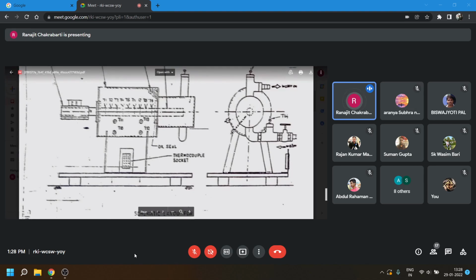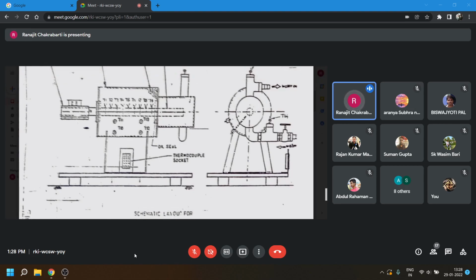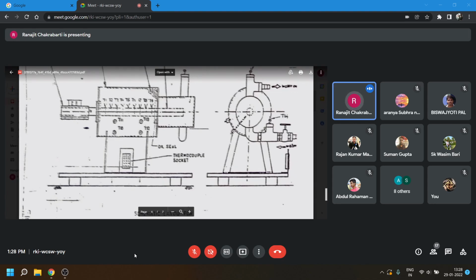Other ends are not experimental. We are not concerned about that. And the other part of the rod, which is again coming out, this rod is covered by a cylindrical jacket. And in that jacket, we are circulating cold water. This is the side view. Water is coming, entering into the jacket.